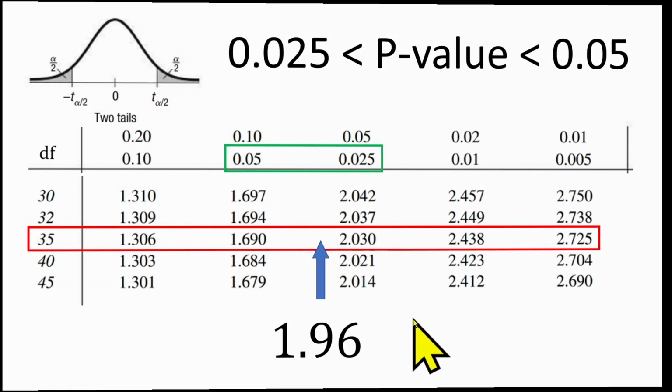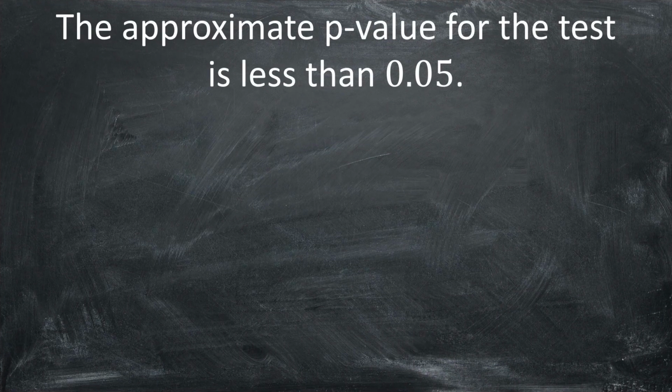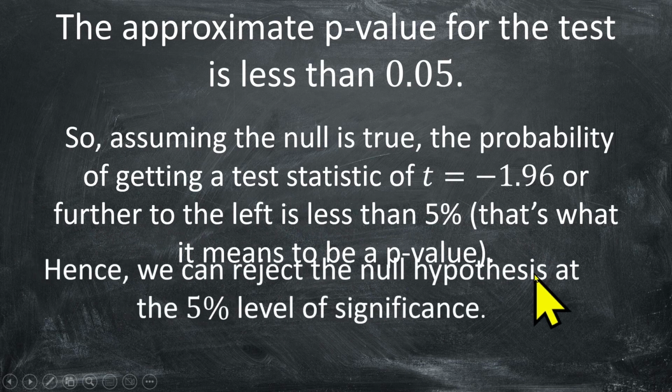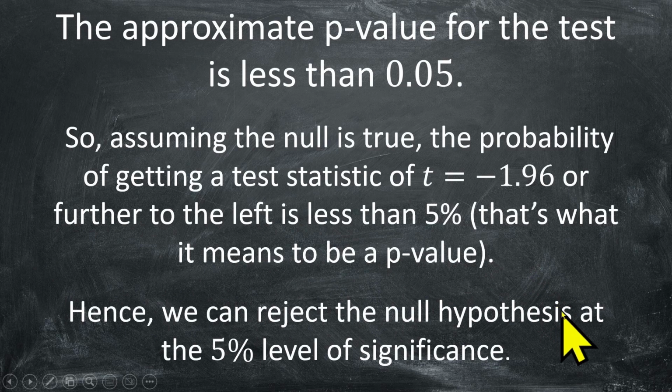Okay, so the approximate p-value for the test is therefore something less than 5%. And just to review again the meaning of the p-value, assuming the null is true, the probability of getting a test statistic of minus 1.96 or further to the left is less than 5%. That's what it means to be a p-value. So in other words, this result is unlikely if the null is true. How unlikely? It's less than 5%. So it's quite unlikely. And so that's why we reject the null hypothesis at the 5% level of significance.